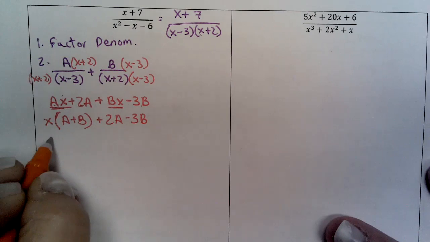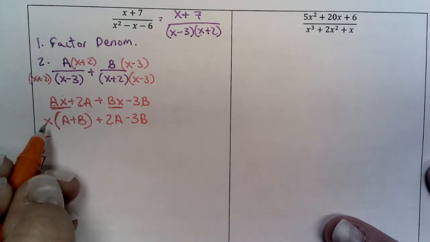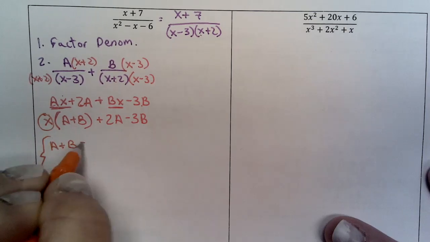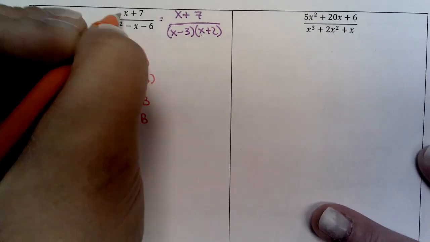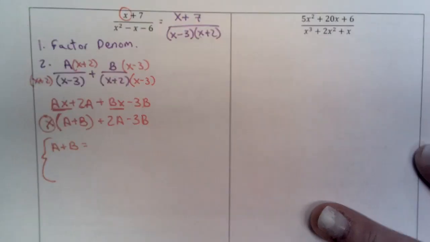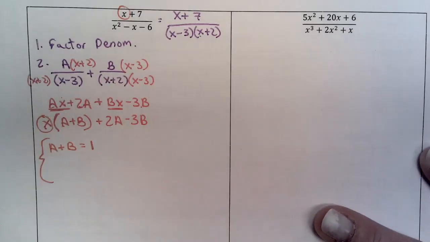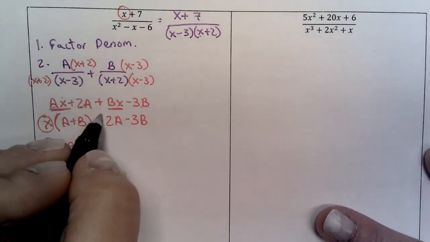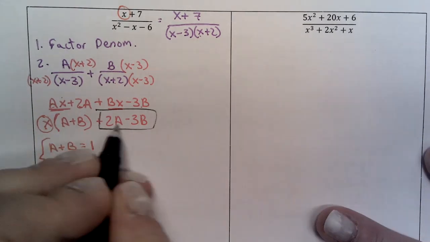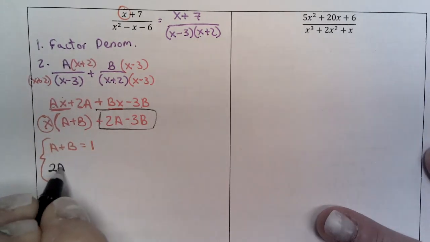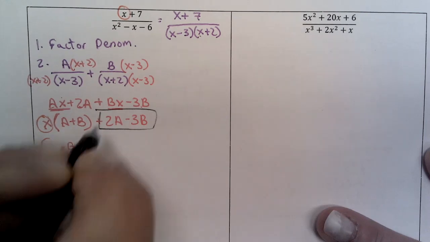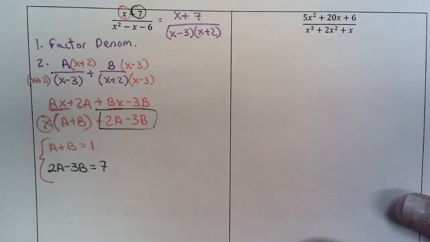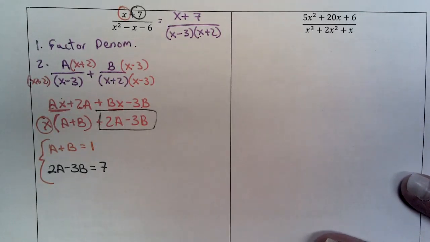All right, so now I'm going to write a system of equations. I know that my x piece is a plus b, so a plus b, and I'm going to set that equal to my x piece in my numerator there. So my coefficient is 1, so that's what I'm setting it equal to. Now I'm going to do the same thing for this piece. This is my constant piece, so 2a minus 3b equals, and I'm going to set it equal to my constant in my numerator there. Now I have a system that I can solve.